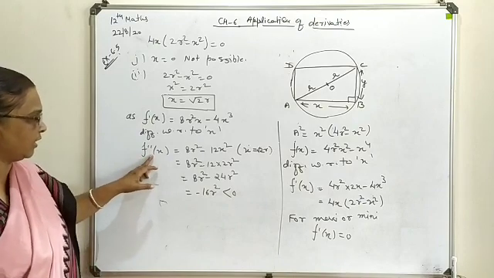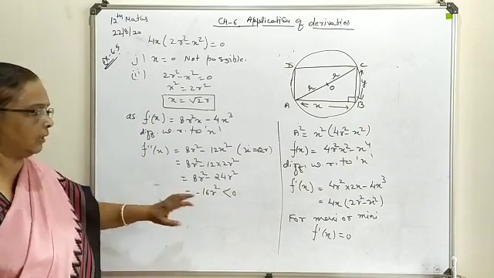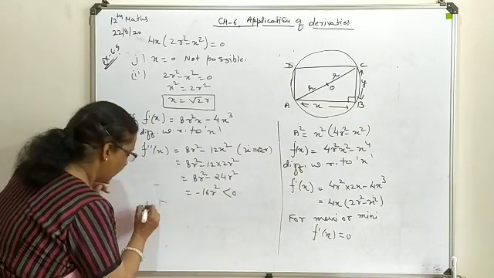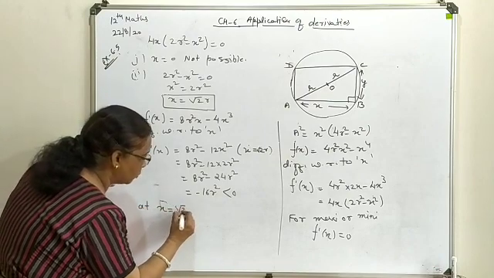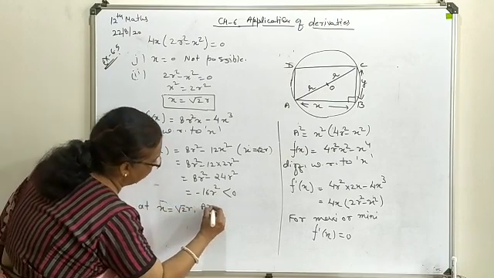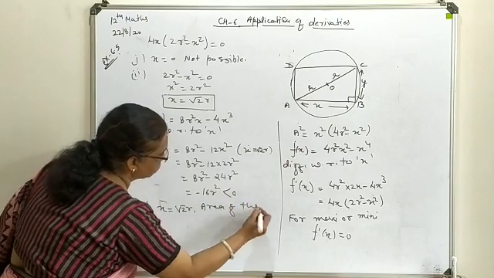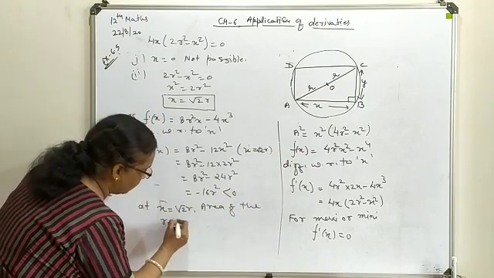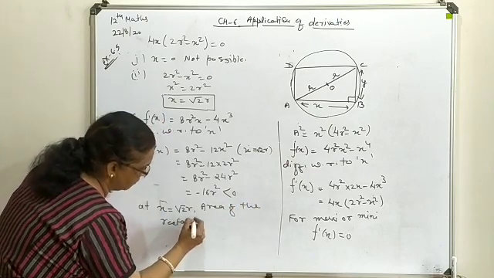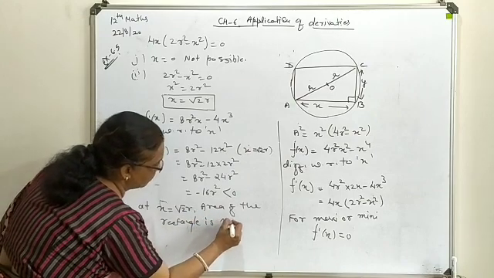So if your f double dash x is a negative quantity, that means at x equal to root 2r, the area of the rectangle is maximum.